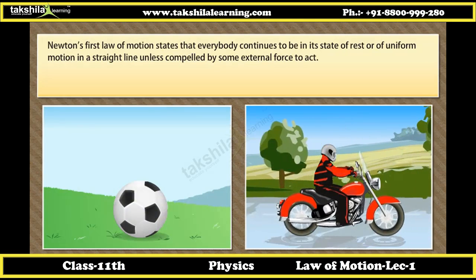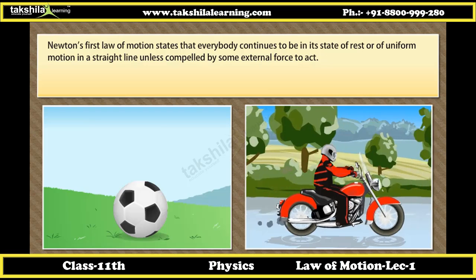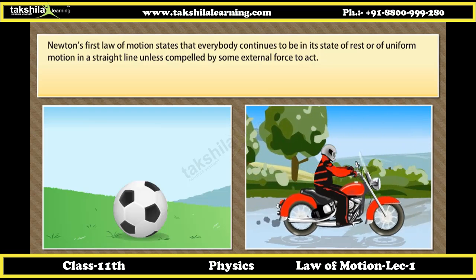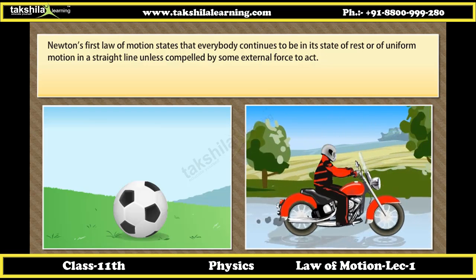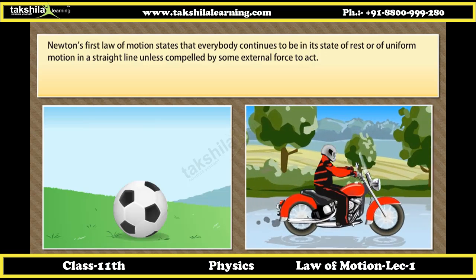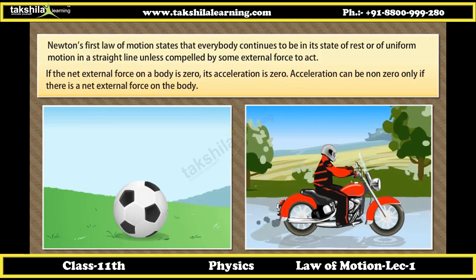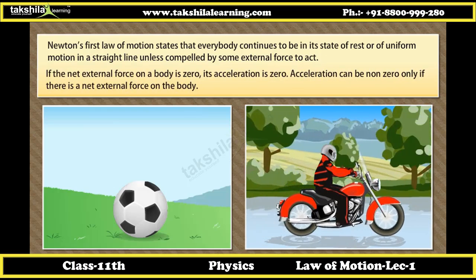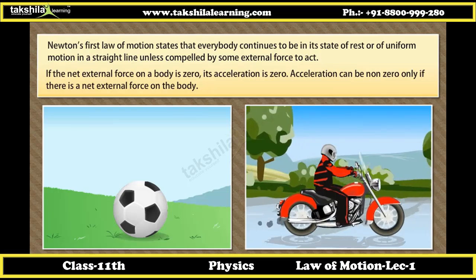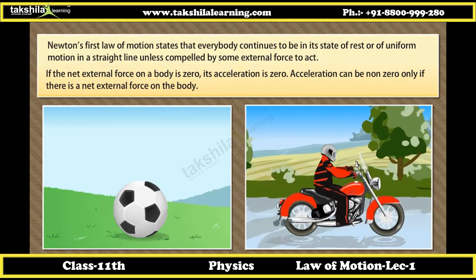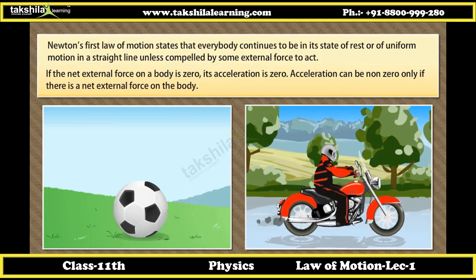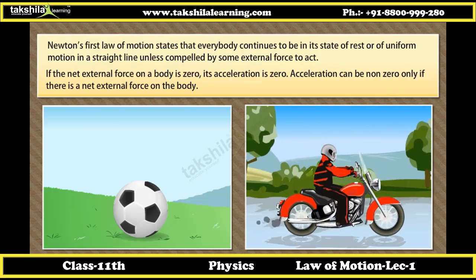Newton's first law of motion states that every body continues to be in its state of rest or of uniform motion in a straight line, unless compelled by some external force to act. If the net external force on a body is 0, its acceleration is 0. Acceleration can be non-zero only if there is a net external force on the body.